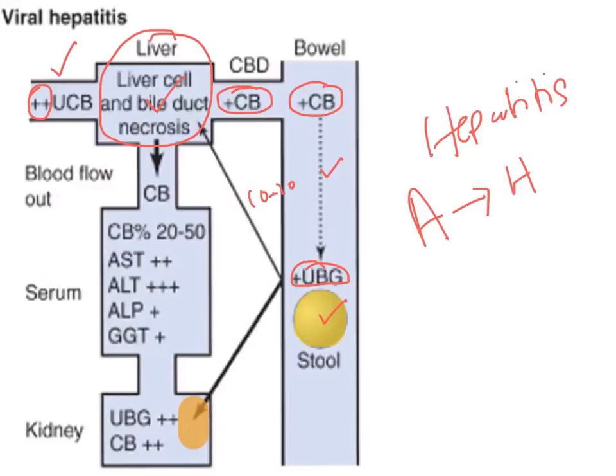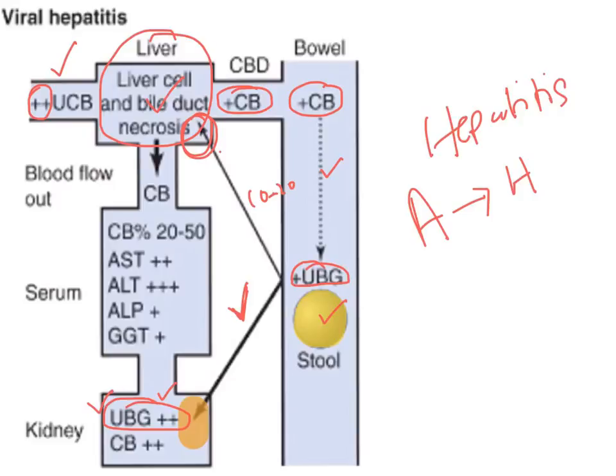Now 10 to 20% here will be reabsorbed back, but since your hepatocyte is inflamed, it is not going to take up this 10 to 20% of urobilinogen. Most of it will be escaping into the systemic circulation. From there it will be filtered by the glomerulus. That's why urobilinogen here is 2 plus in urine. That's because not much of the urobilinogen that is undergoing enterohepatic circulation is taken up by the liver. So it is escaping hepatic uptake and getting into systemic circulation, and from there it is filtered by the glomerulus. That's why you see UBG 2 plus.